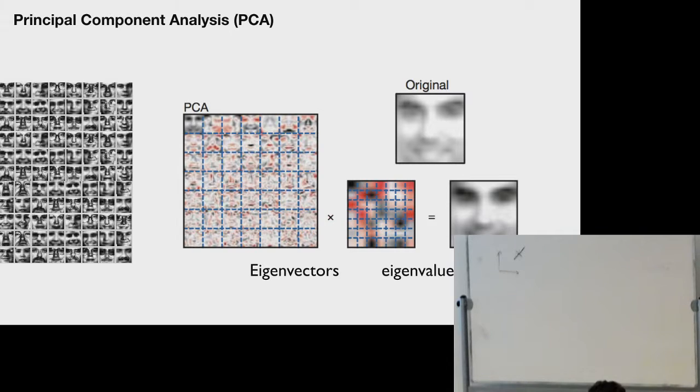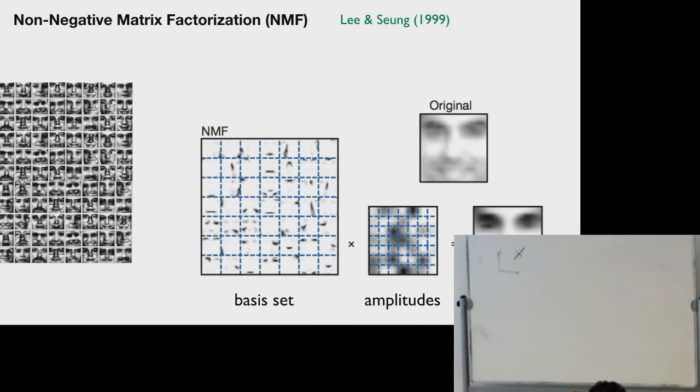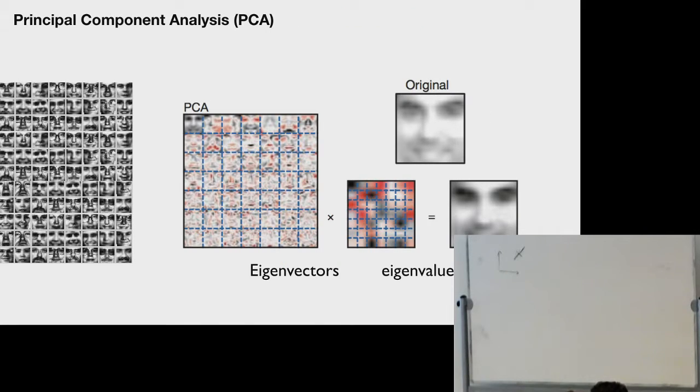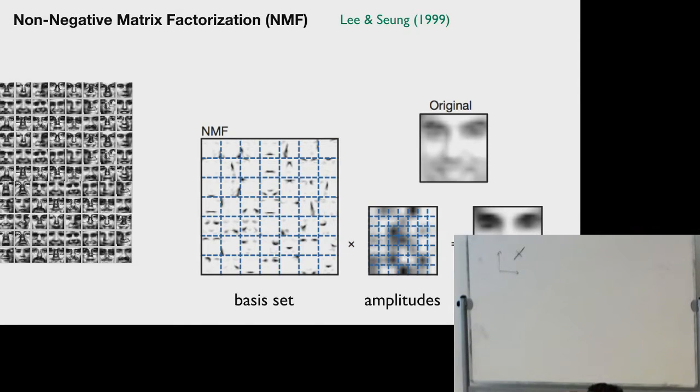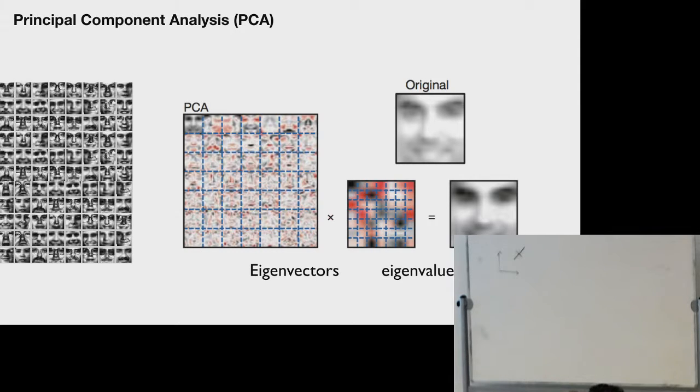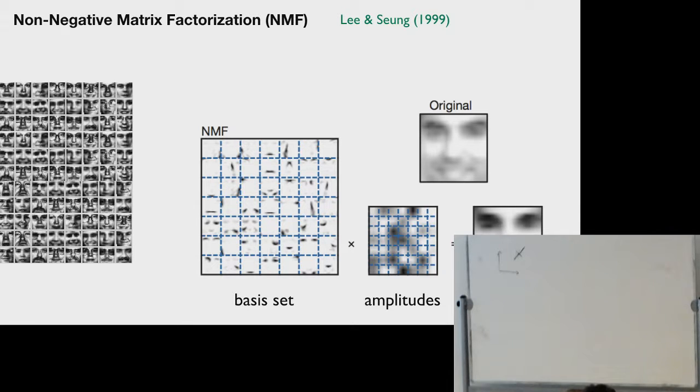What else? Yes. By decreasing power, what do you mean? So that's right. So the magnitude of these vectors, the corresponding eigenvalues, are decreasing. And so that order is meaningful for PCA. It is not that meaningful for NMF.